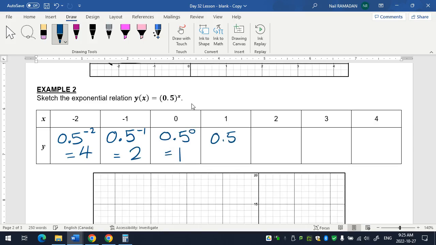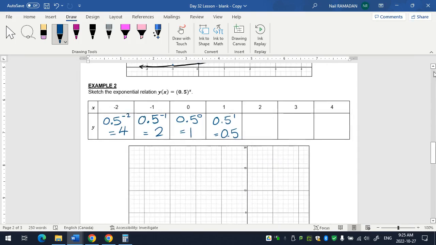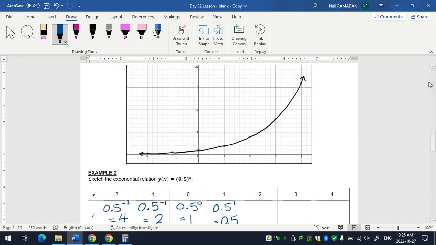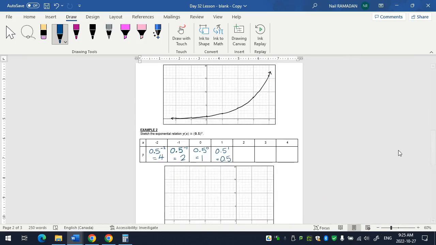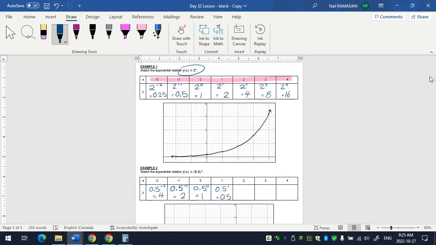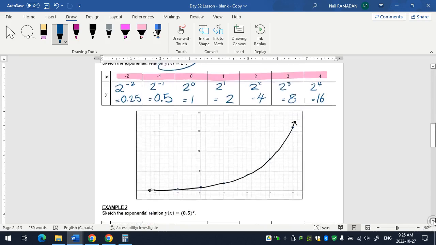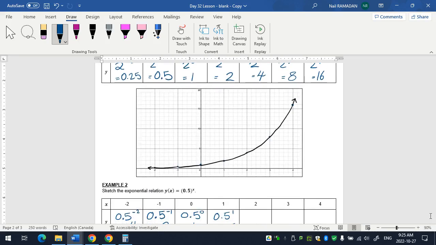What's 0.5 to 1? No, no. 0.5 to 1. 0.5 or half. The number doesn't change. Can you tell me what's going on here? Everyone, compare this table. Hold on. He's not fully wrong. What's going on here?